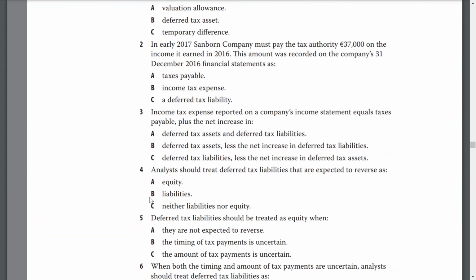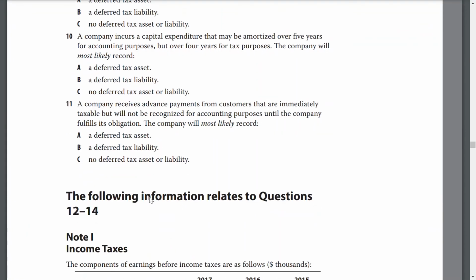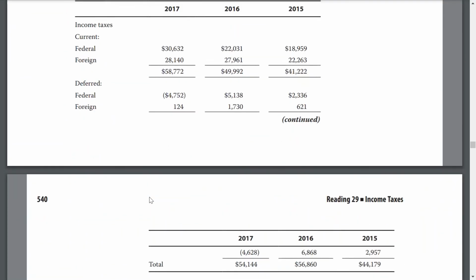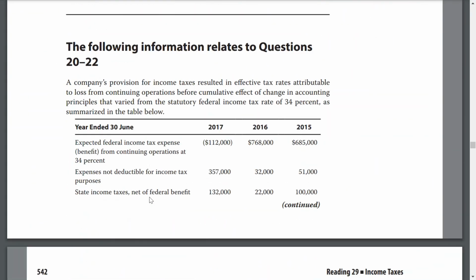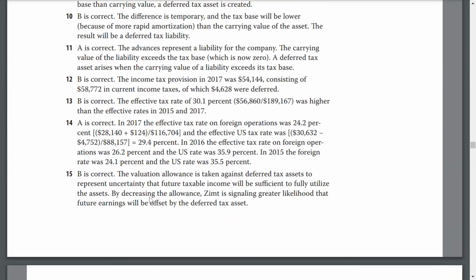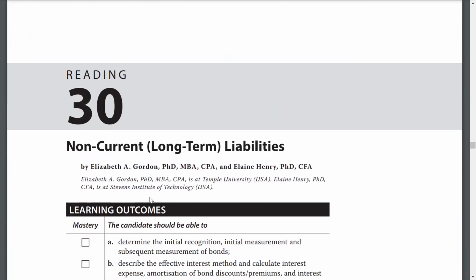Okay, so here I believe we have finished reading 29. We'll get into reading 30, which will be halfway done with the CFA program curriculum readings. So we will start reading 30 with financial reporting and analysis of non-current or long-term liabilities.